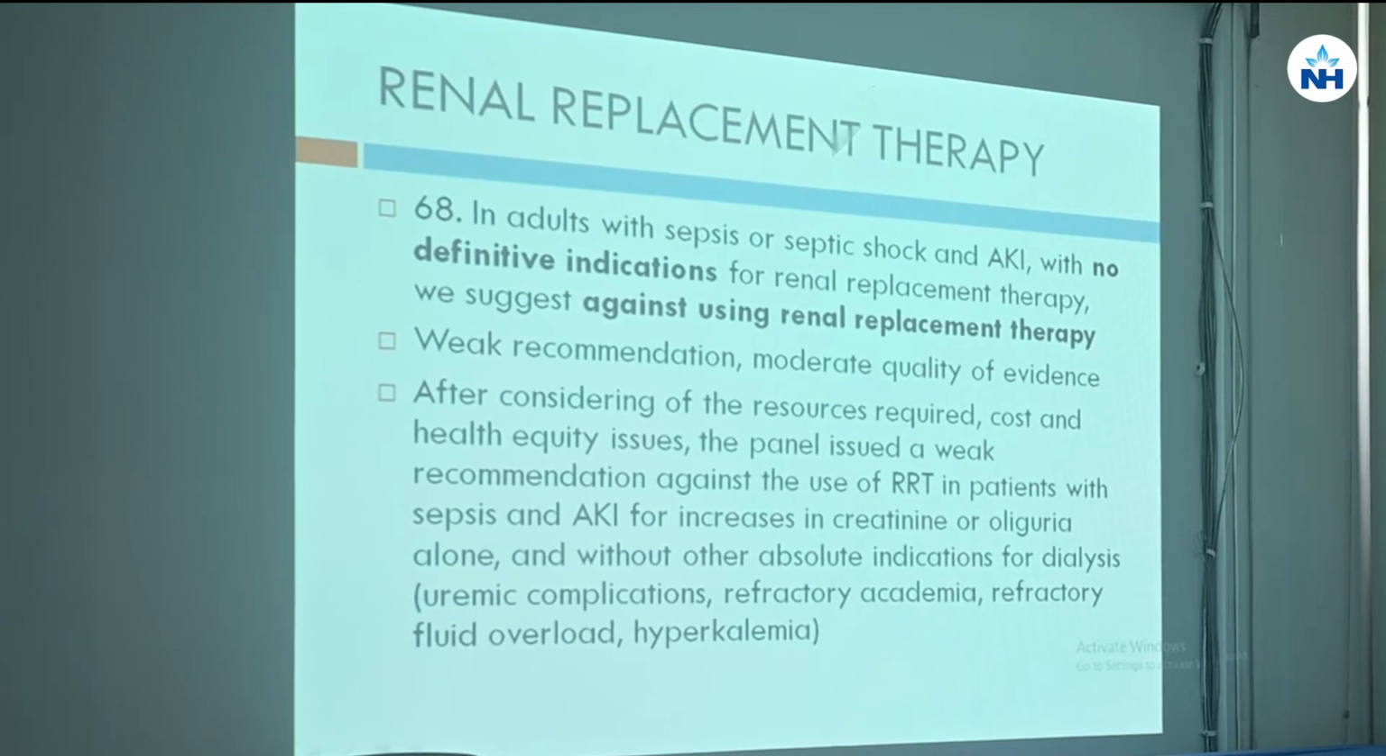After considering the resources required, cost and health equity issues, the panel issued a weak recommendation against using RRT in patients with sepsis and AKI for increase in creatinine or oliguria alone, and without other absolute indication for dialysis like uremic complication, refractory acidosis, refractory fluid overload, and hyperkalemia.